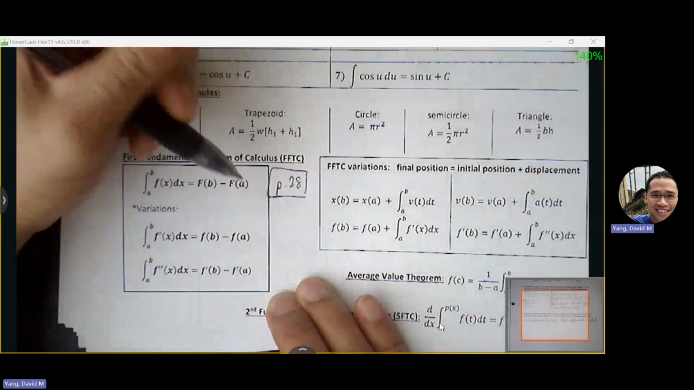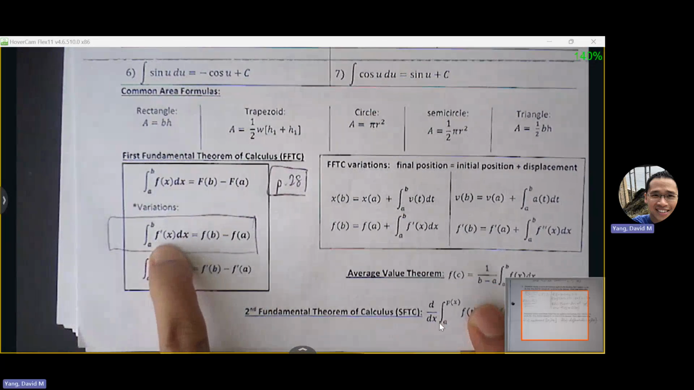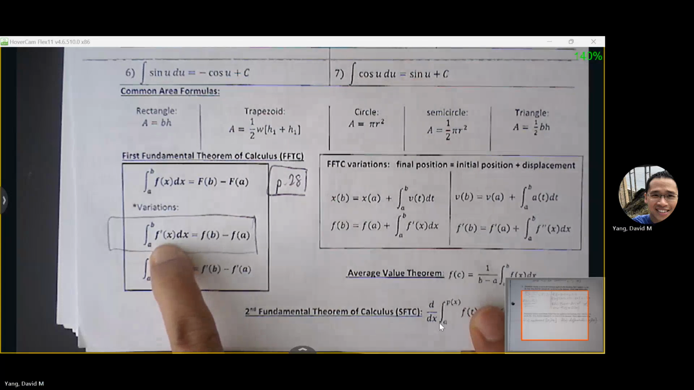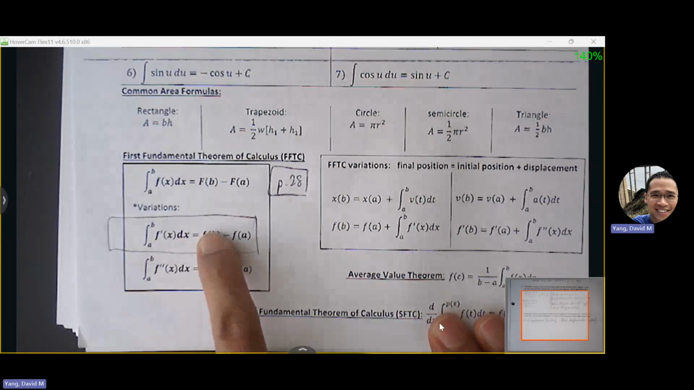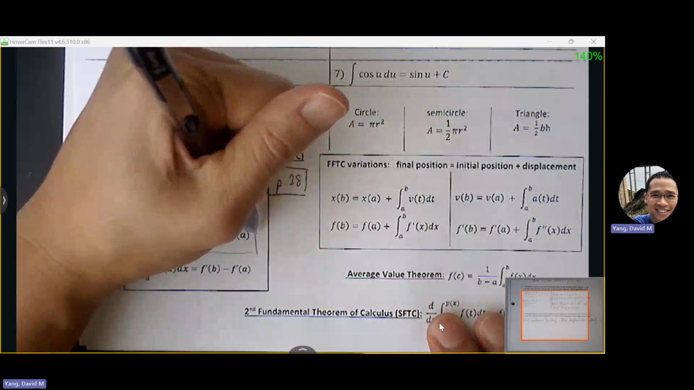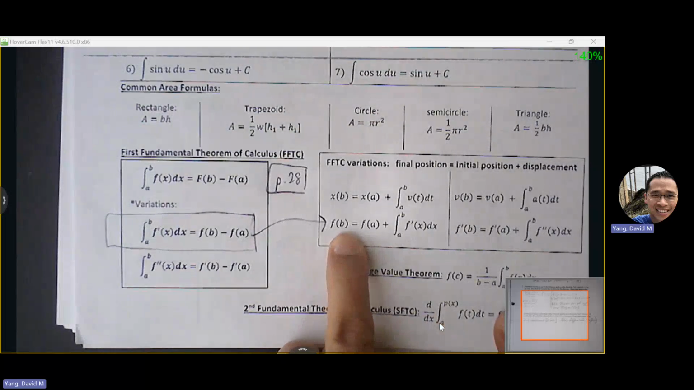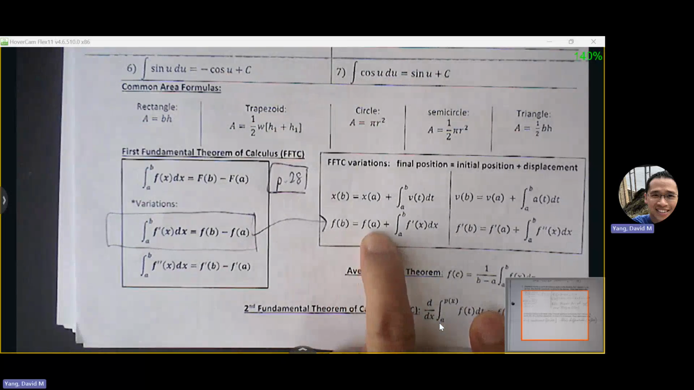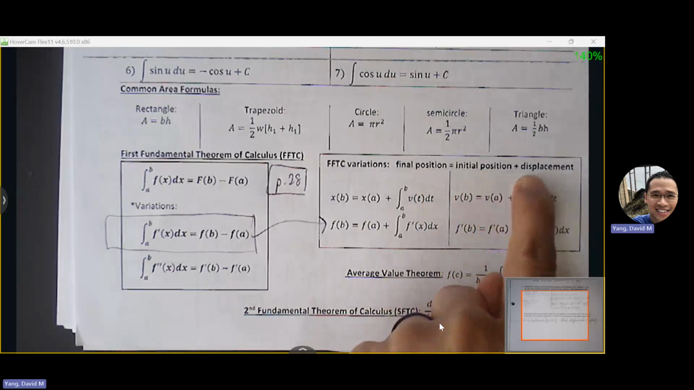So we know this one is true, right? If I take the antiderivative of f prime between a and b, the antiderivative process will rise up to f of b minus f of a. We can rearrange this in a way where if I'm looking for a final position, it'll be my initial plus displacement. So final position equals initial plus displacement.